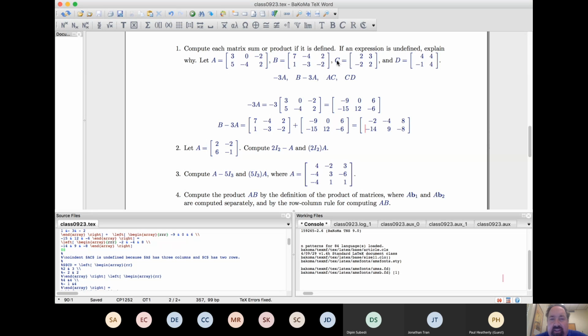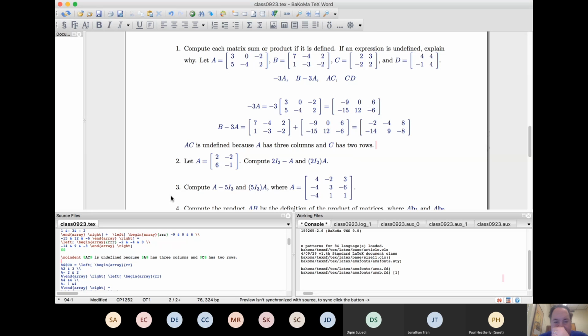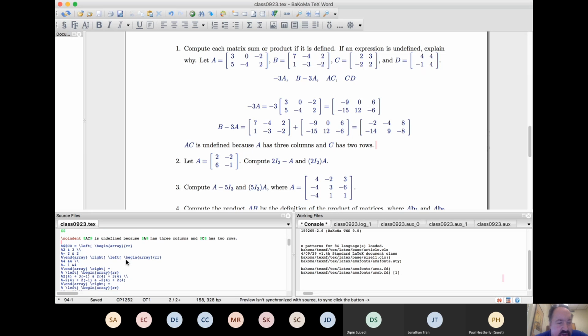The opposite, if I did C times A, C has 2 columns and A has 2 rows. So C times A is possible, but A times C is not. So those dimensions, the number of rows of A or columns of C, have no impact on whether the operation is defined or not. That just determines the size of the result. But if we look at C times D, C has 2 columns, D has 2 rows. So that operation is defined.